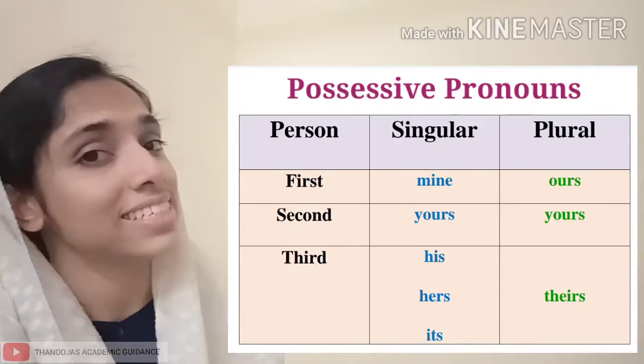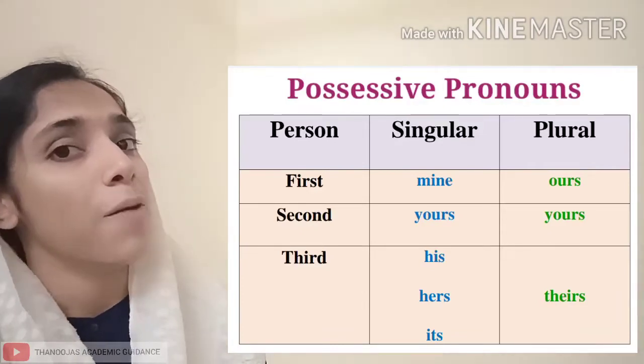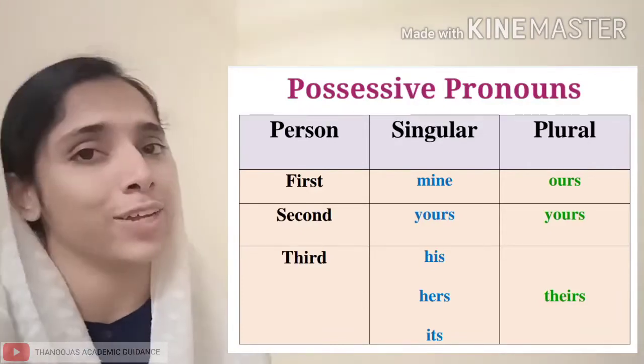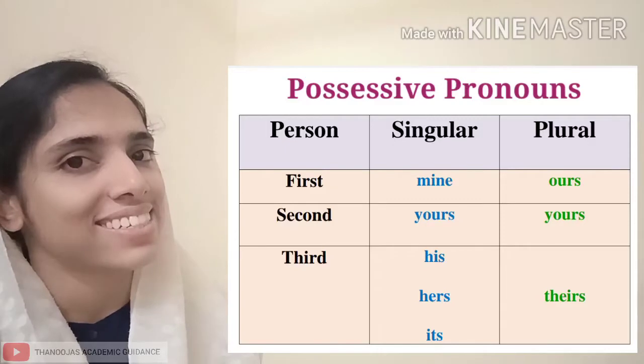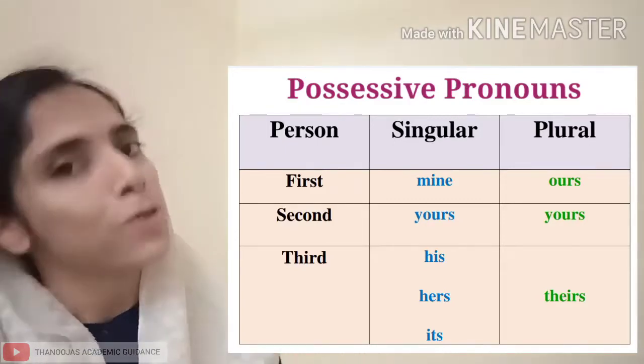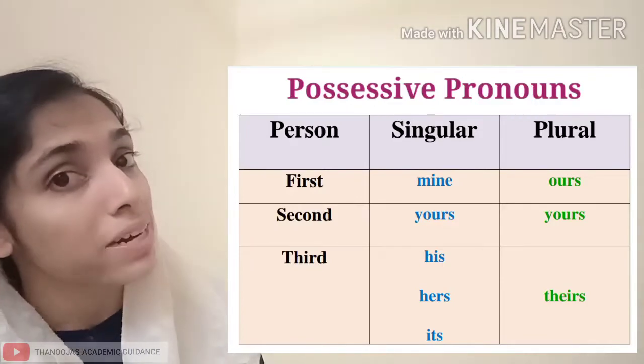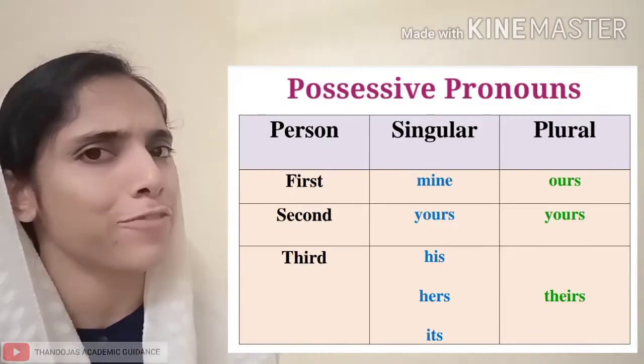We've already seen, whether second person singular or plural, it is only "you", right? So its possessive pronoun is only "yours". Next one, his. His is the third person singular possessive pronoun. Then hers. Hers is the third person singular possessive pronoun.